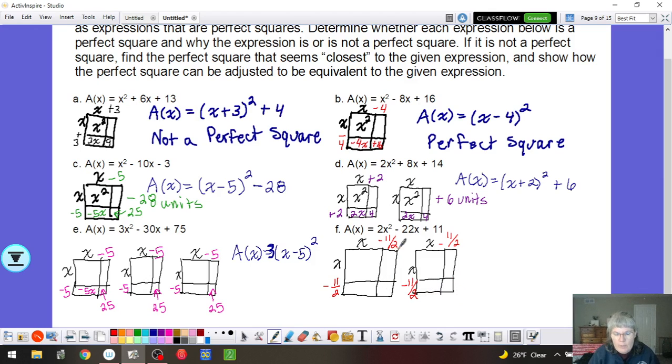So when I multiply 11 over 2 times 11 over 2, that's 11 times 11 is 121 over 4.